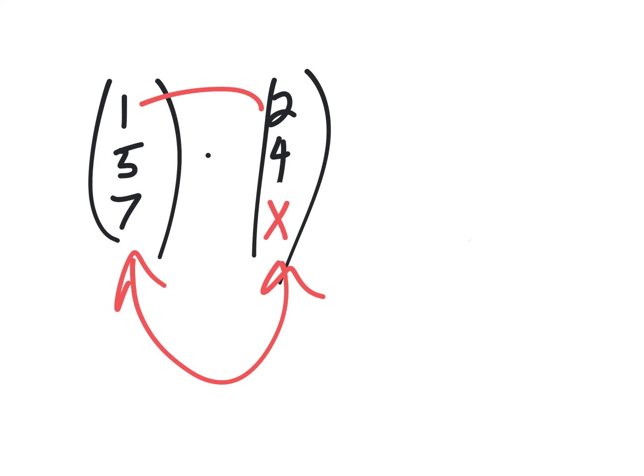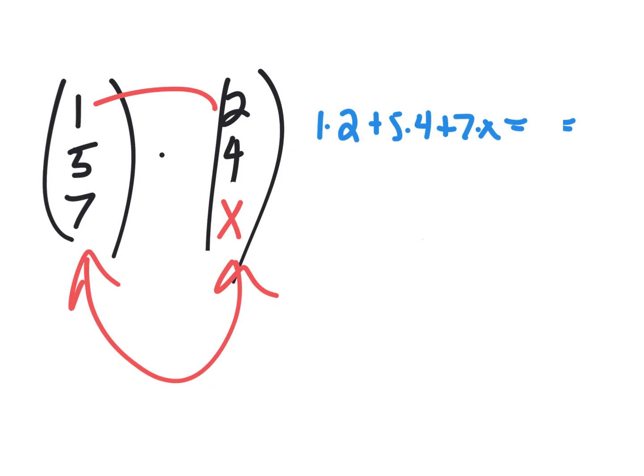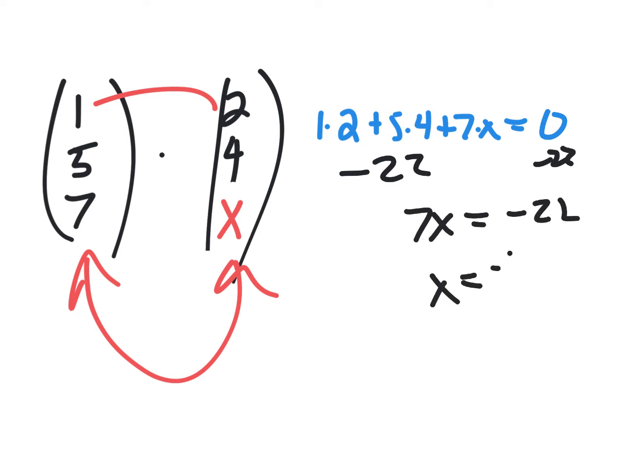Lainey, how'd you start? I did 2 plus 20 plus 7x equals 0. And you had to multiply and add up to 0. Good. And then this makes 22. So then I'm going to subtract 22 from both sides. And I get 7x equals negative 22. X equals negative 22/7. Raise your hand if you had that one right.